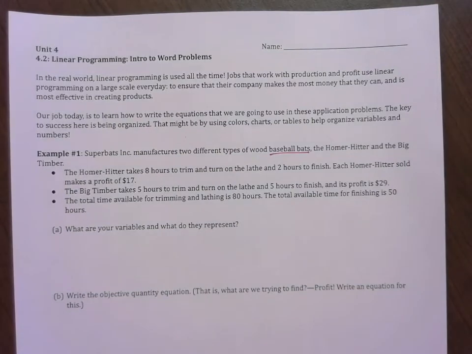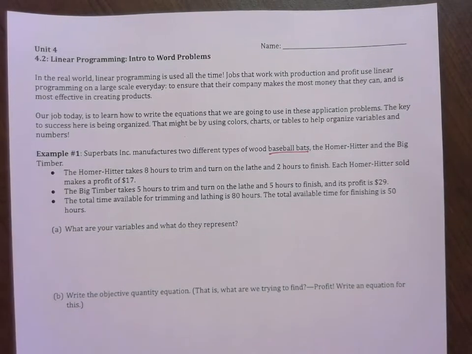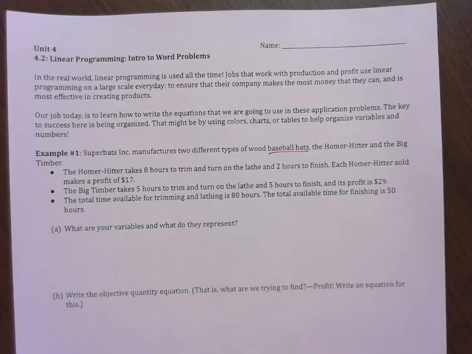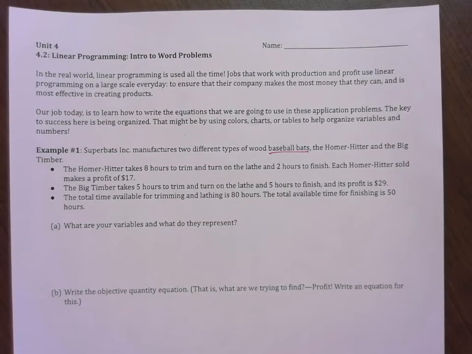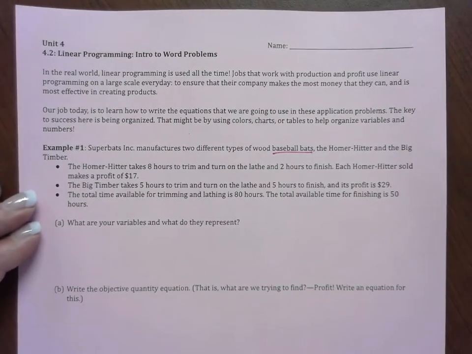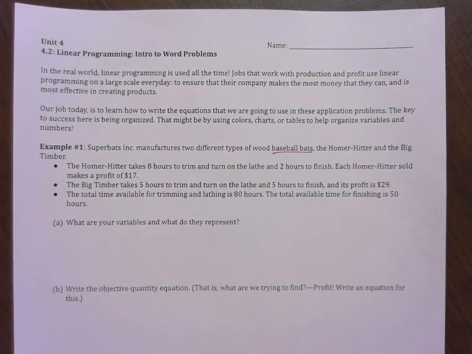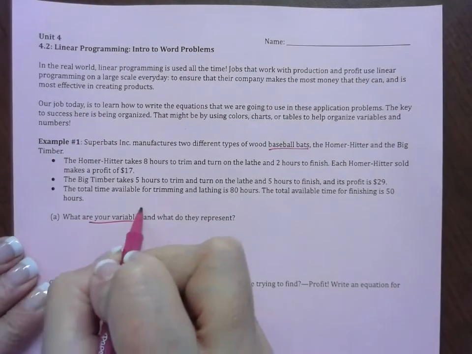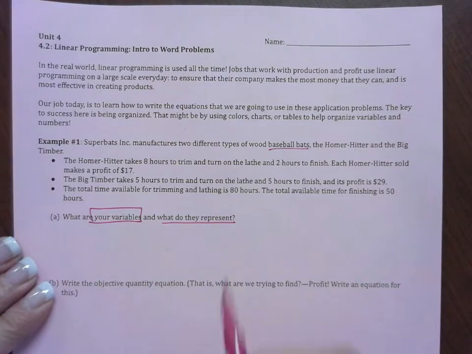The Big Timber, which is another kind of bat, takes 5 hours to trim and turn on the lathe and 5 hours to finish, and its profit is $29. The total time available for trimming and lathing is 80 hours, and the total available time for finishing is 50 hours. Okay? So, first most important thing is define your variables and what they represent.